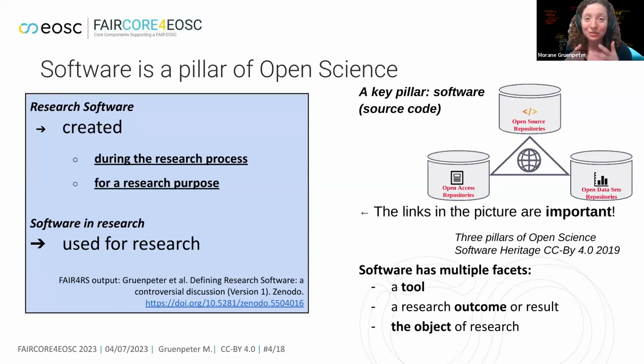Now you can ask yourself, what is software all about? Software has multiple facets. It can be a tool used in the research process, but it also can be the research outcome or result. And finally, it can be an object of research when other teams do research on this object. And to add a bit of complexity, it can be all three facets at the same time for different research teams.